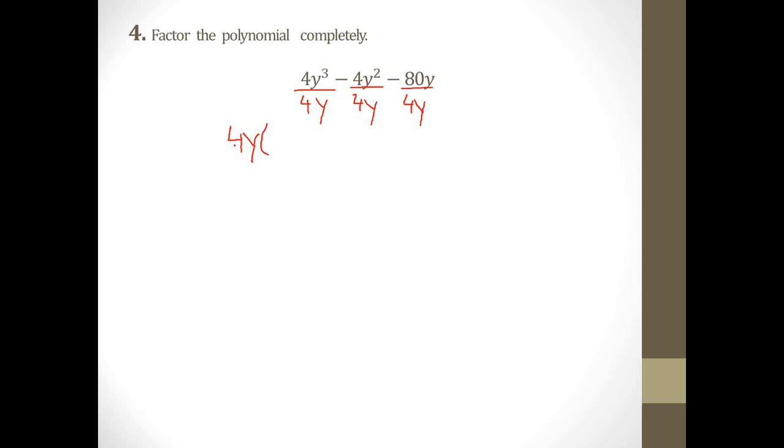Okay. So after I pulled out my GCF, this is my GCF, I'm left with 4y cubed divided by 4y, leaves me with just y squared. Then 4y squared divided by 4y leaves me with just 1y. And then 80y divided by 4y leaves me with, I'm pretty sure it's 20. Just 20. Okay.